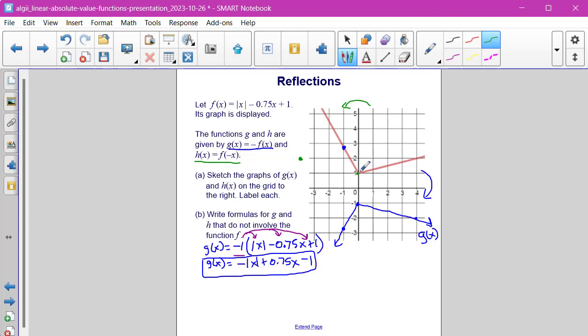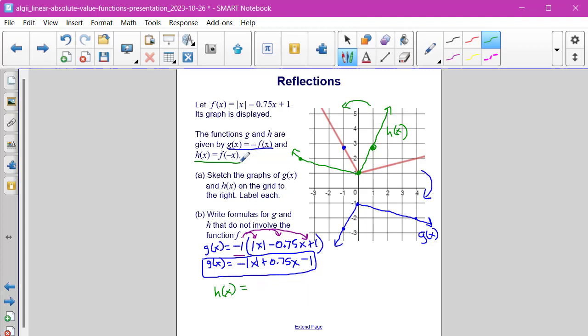The point that is at 0, 1 will continue to be at 0, 1 because you can't change the sign of the x-coordinate 0. And then this point at -1, 2 3/4, that's going to now be +1 and 2 3/4. So the graph of this function is going to look something like this. This is h of x. And now we have to determine the formula for h of x that does not involve f.